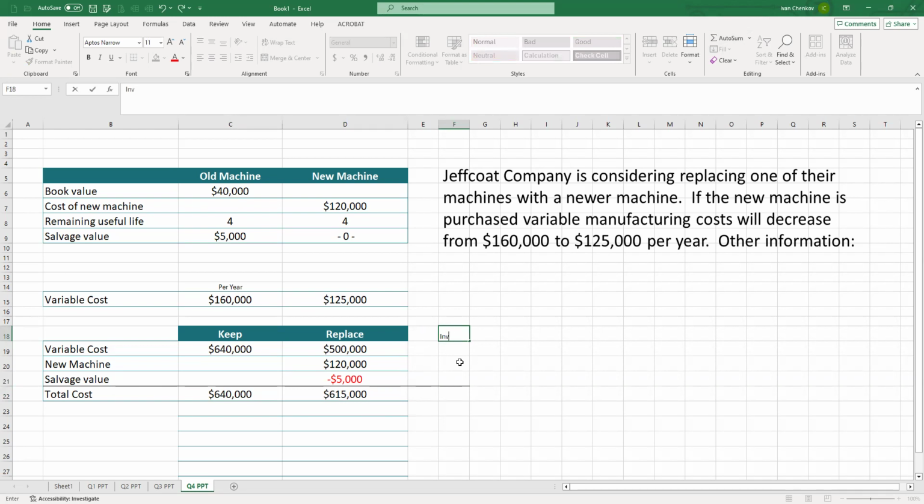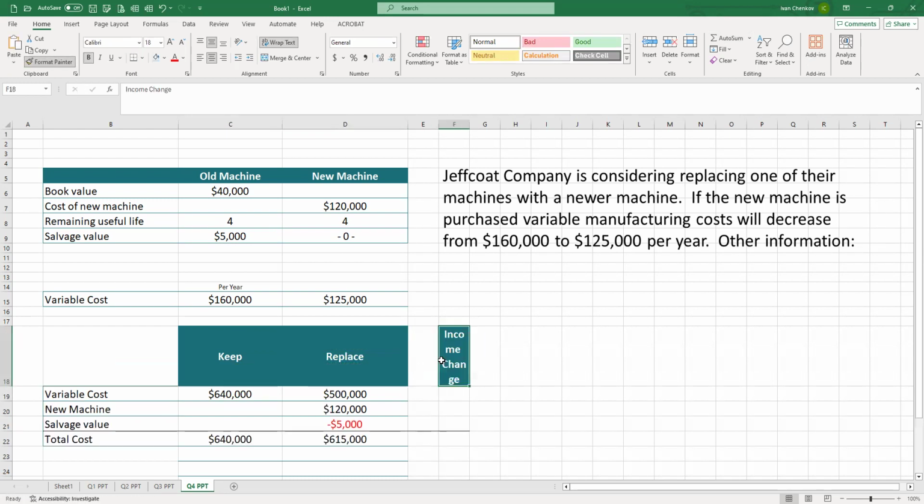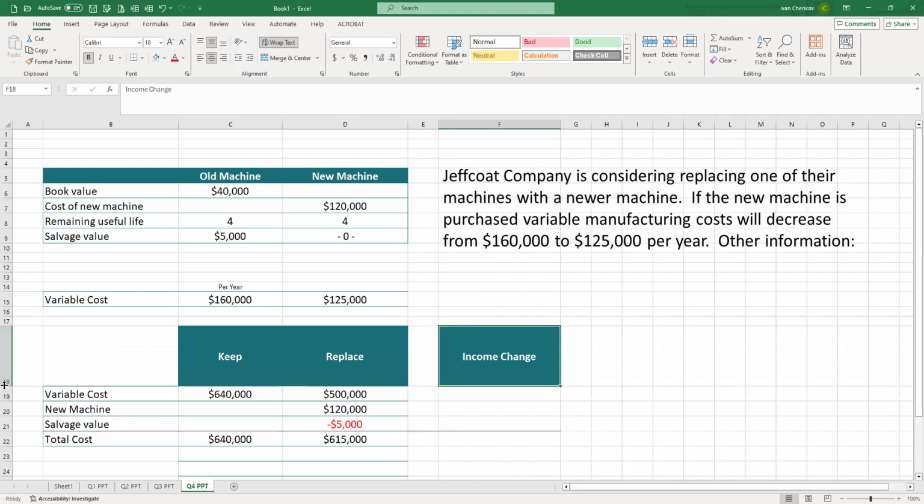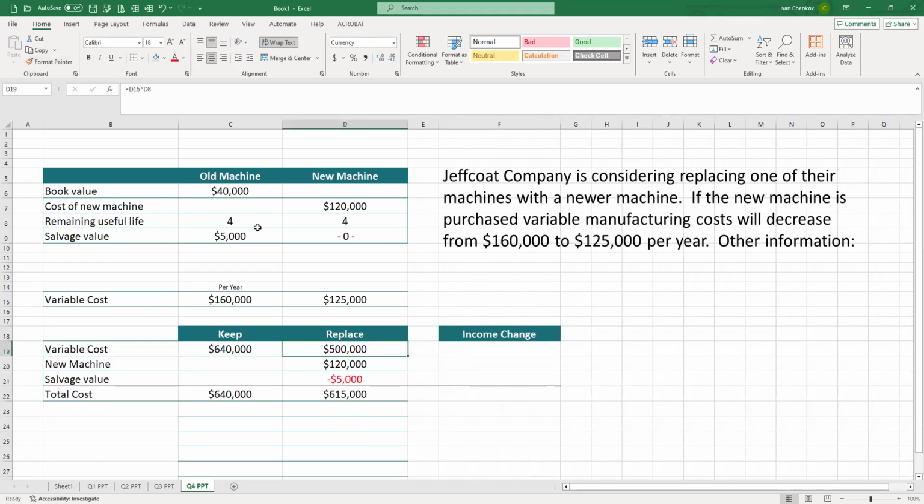25,000. 25,000 income. Let's see what the income change will be here. It's going to be this one minus this one, right?